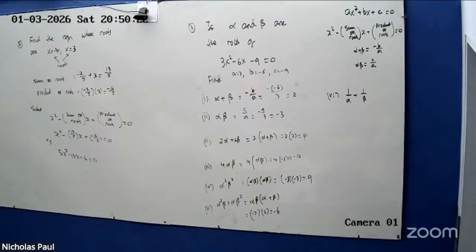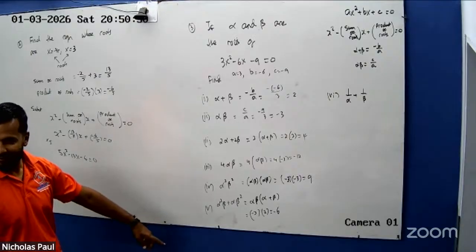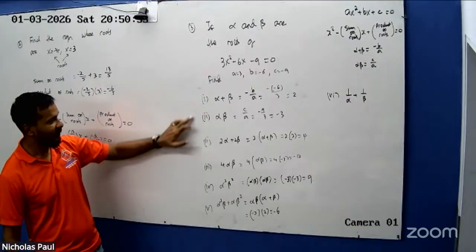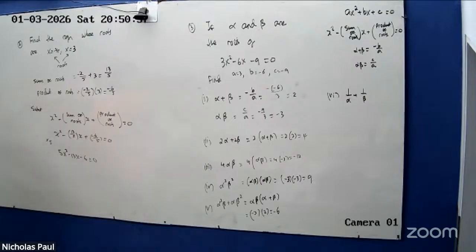Let's see if we can find 6. A number is wrong. Take it out. Go fix it. So I wanted to find 1 on alpha plus 1 on beta.